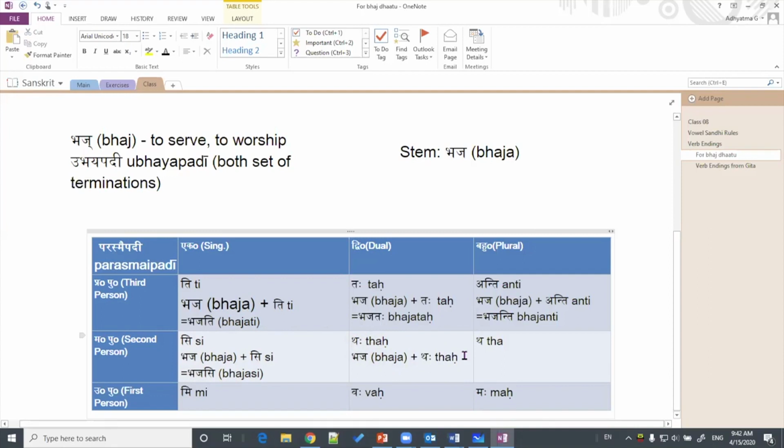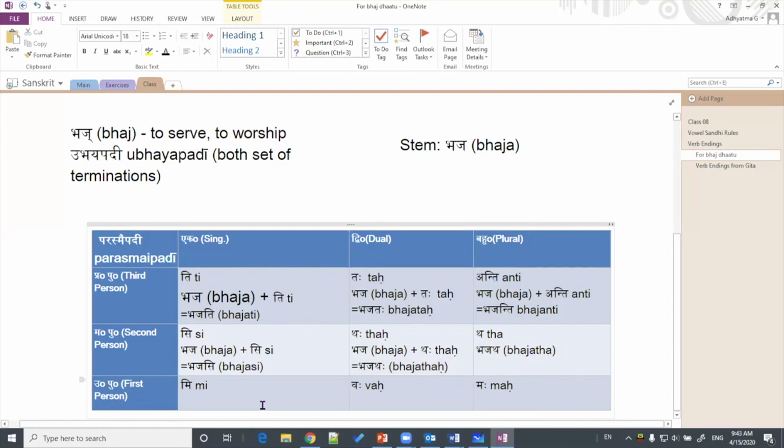Bhajatha would become bhajatha, and this is the same way it would become bhajatha actually. So it will become bhajatha.